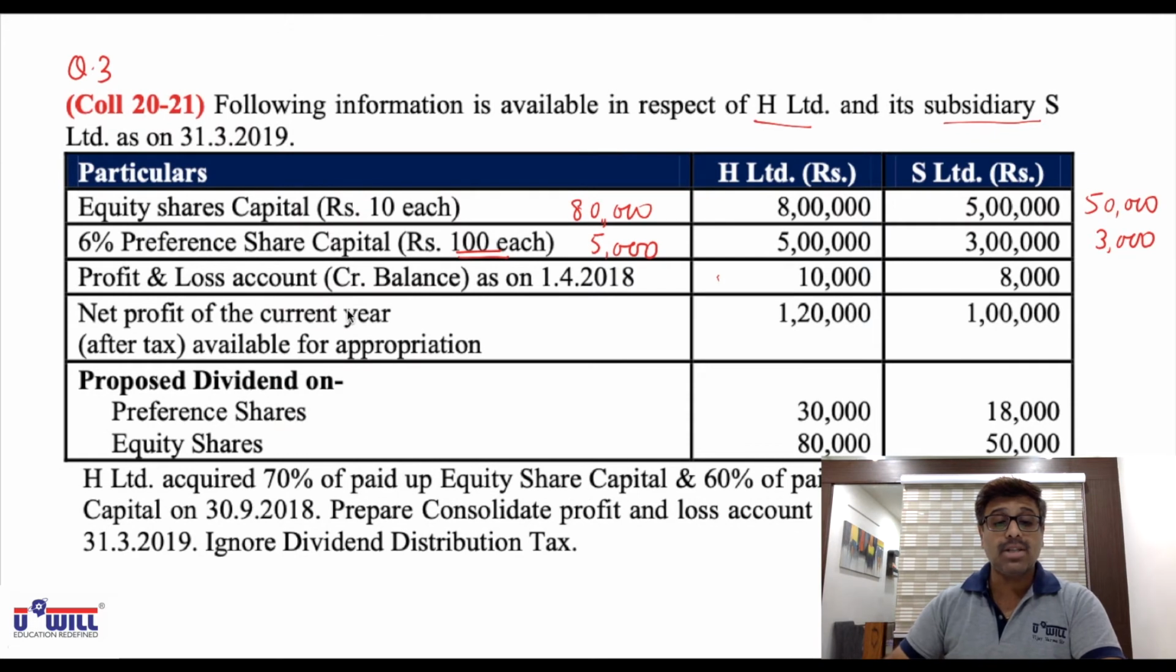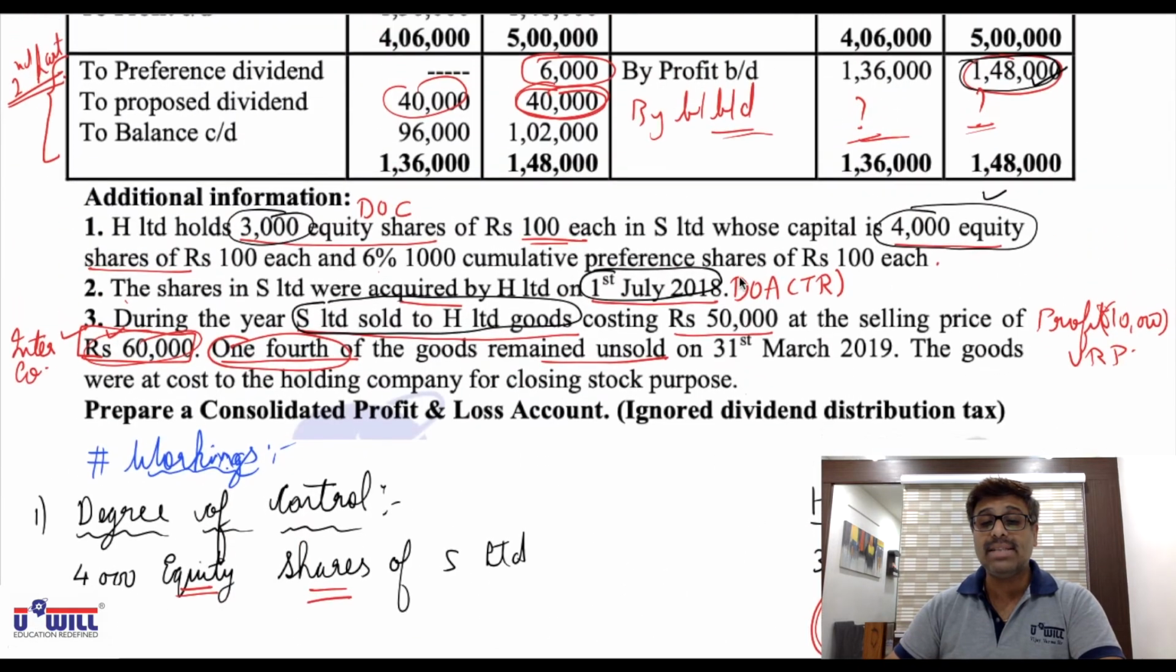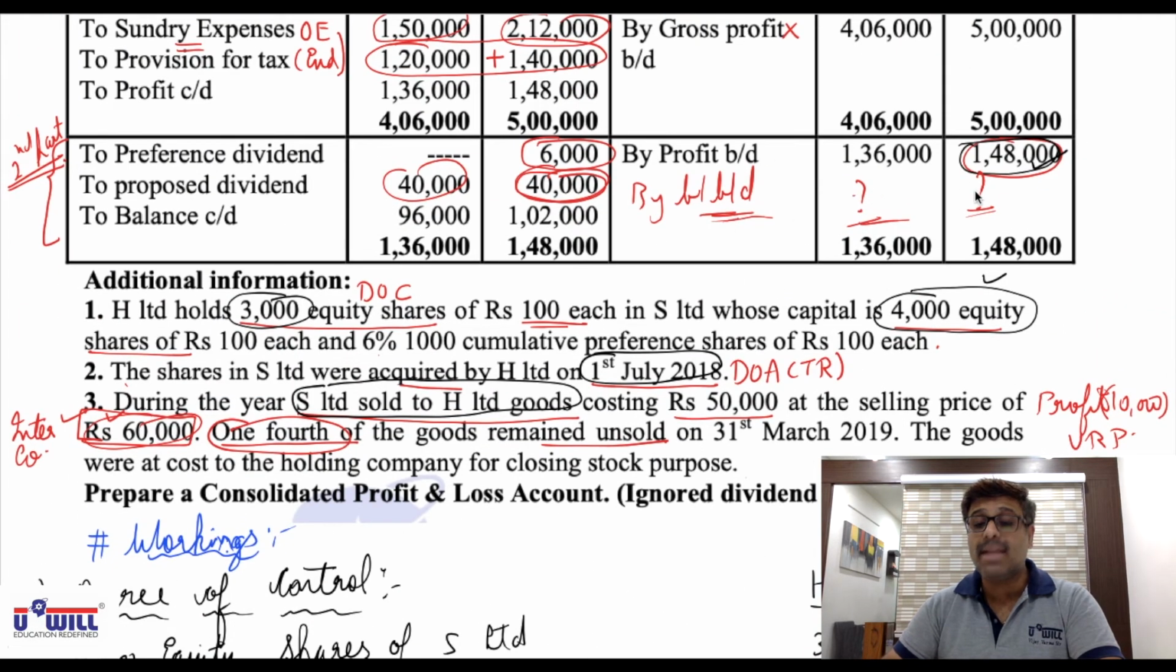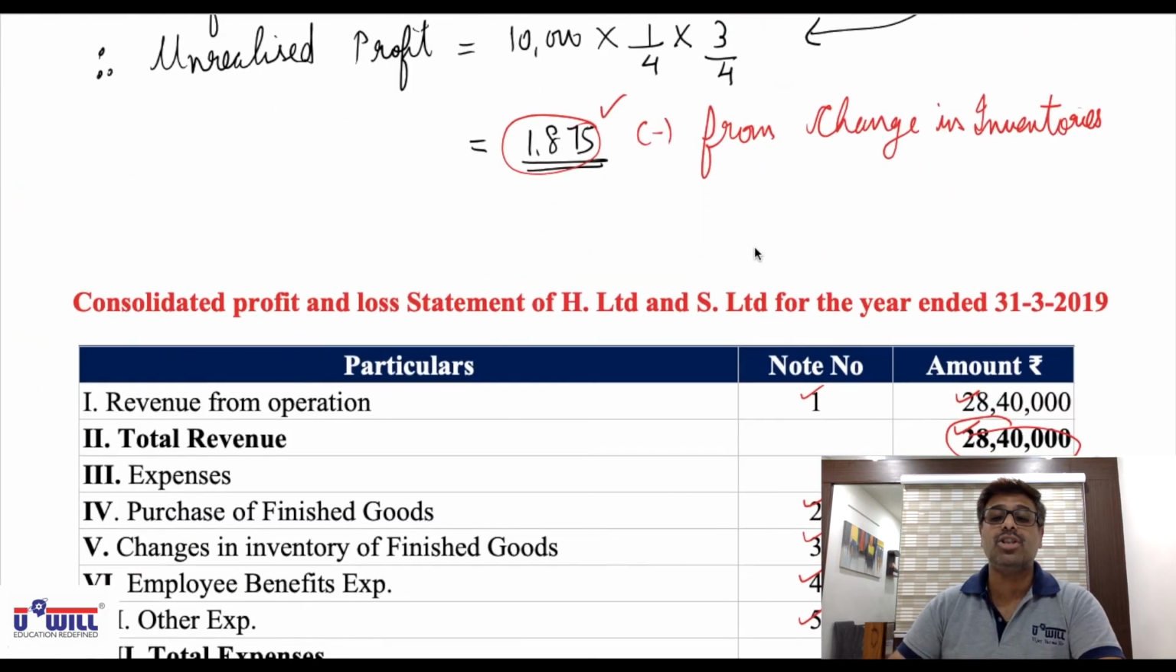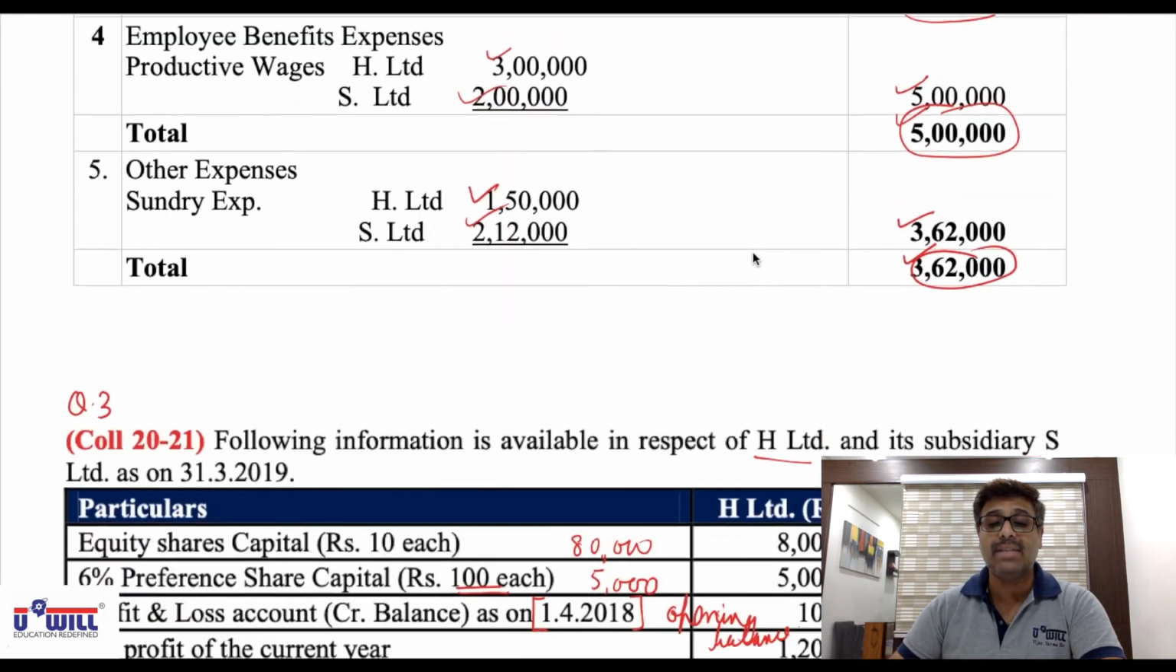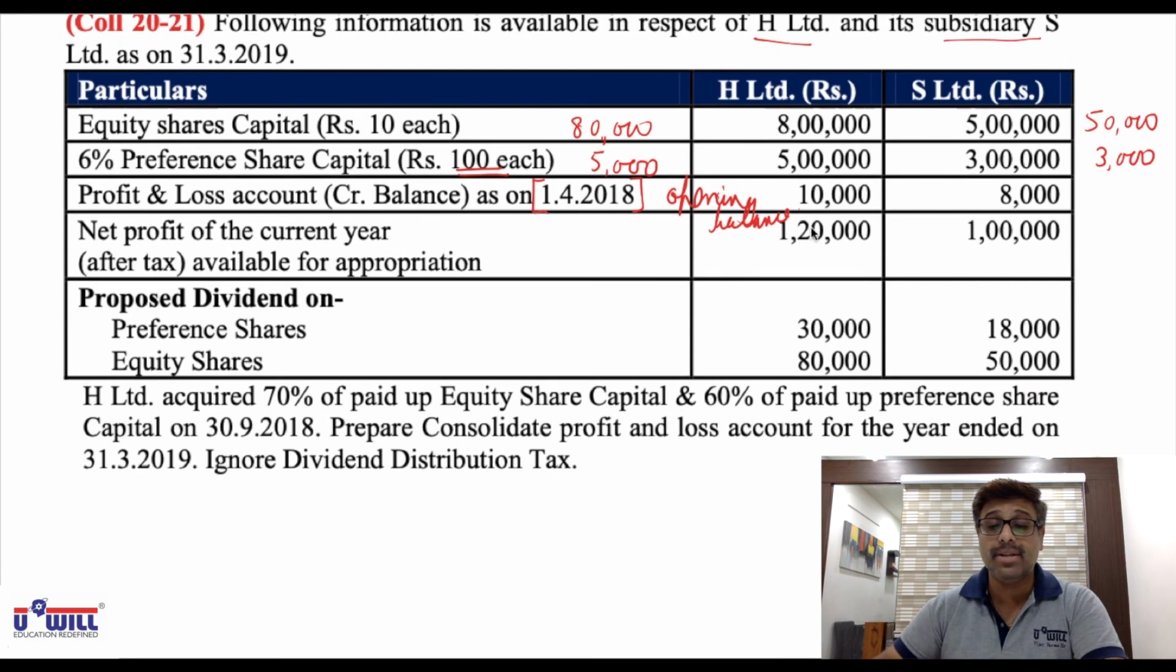Then profit and loss account credit balance as on 1/4/2018. This is the opening balance. For the first time, we are given the opening balance of P&L account. Every time, in this second part, we have been writing that opening balance is missing. Now in this question, the opening balance of P&L account has been given. 10,000 of holding company, 8,000 of subsidiary company. We will be more concerned with the subsidiary company's opening balance when we make the workings.